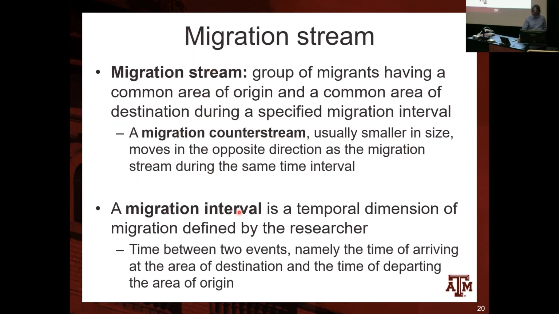A migration interval is a temporal dimension of migration defined by the researcher. It's pretty much the time between two events. Usually when we get information from censuses, we are getting migration from 5 years ago to the current time. When we use information from the American Community Survey, it's information about where you lived 1 year ago and where you are living right now. So the migration interval in surveys such as the American Community Survey is 1 year. In censuses, it's usually 5 years.